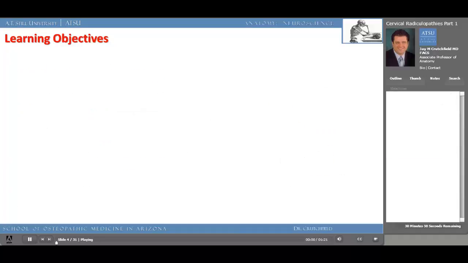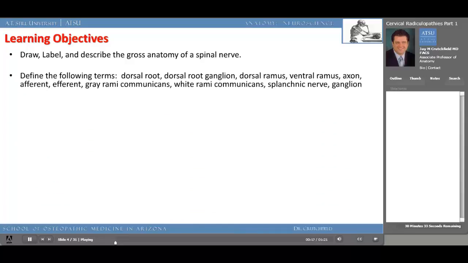Let's carry on with some more learning objectives. These learning objectives apply to all four parts of this presentation, not just this part one on cervical radiculopathies. For example, it's nice if you can draw, label, and describe the gross anatomy of a spinal nerve. We'll review that anatomy in this presentation. Then define some of the following terms. You've had these before, so this is a good review.